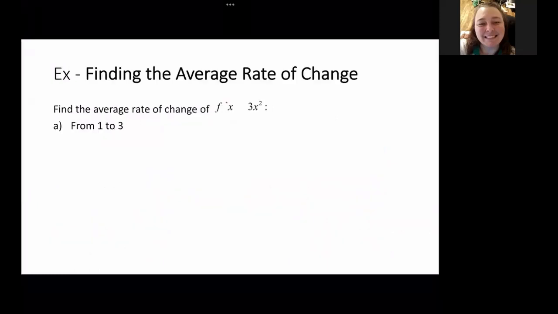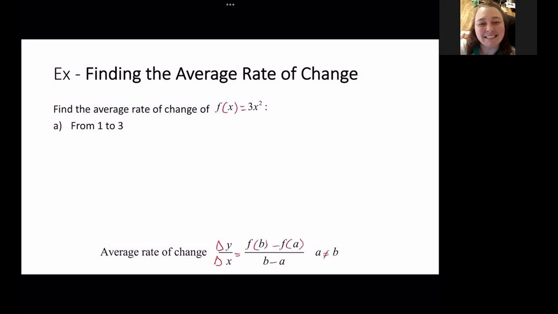So let's find the average rate of change of f of x equal to 3x squared over 1 to 3. The first thing we can see is that your average rate of change is your delta y over your delta x. Let's say f of b, so from 1 to 3. So x equals 1, x equals 3. Let's make this one a and this one b.